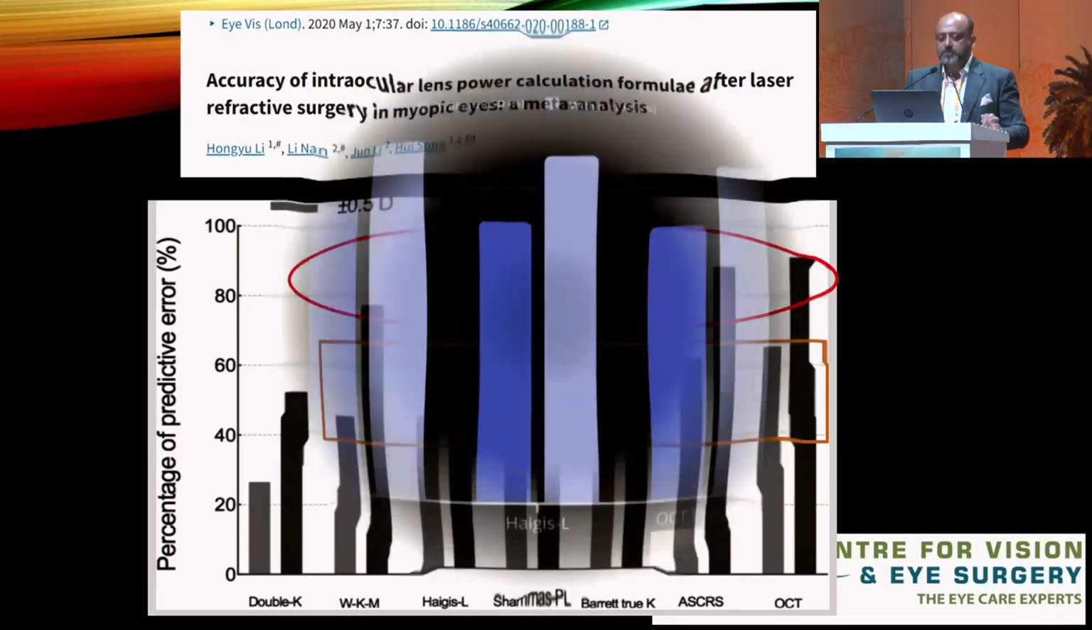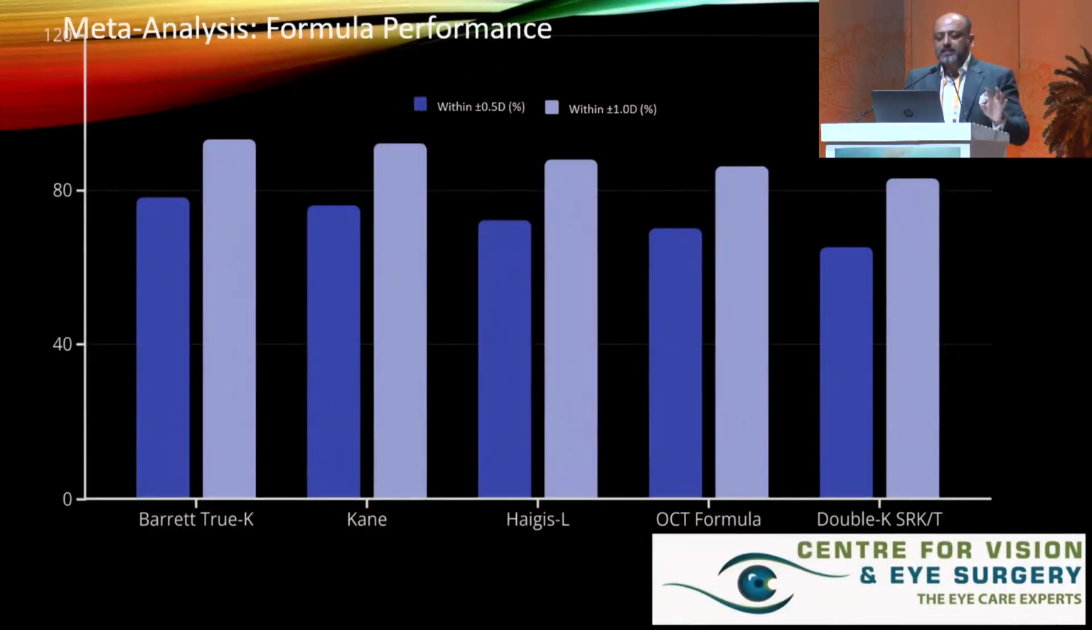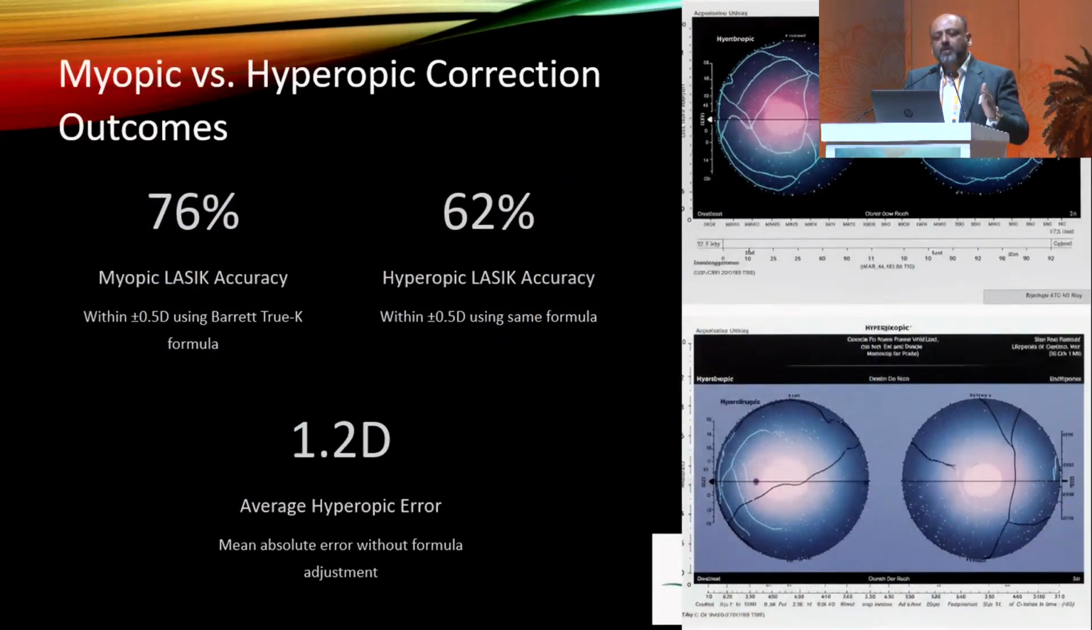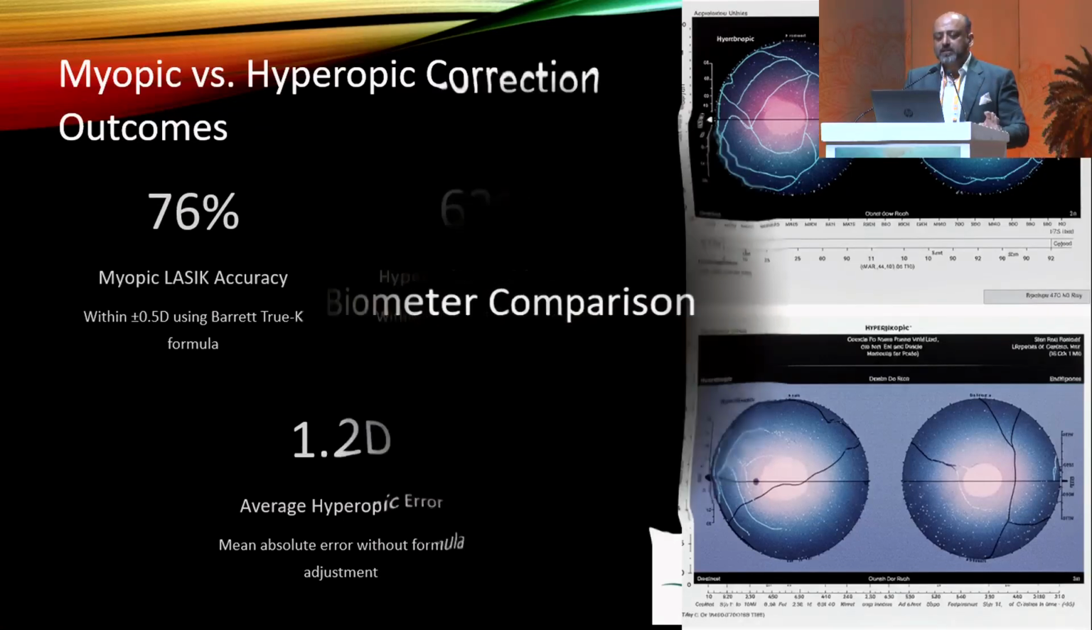And in the majority of these specific formulas, it can vary between about 80% for the majority of the present formulas that are being used. The meta-analysis does show that for a set of normal eyes, the majority of them do better than 80%. But there is a difference between myopic and hyperopic corrections. Myopic accuracy is a lot better compared to hyperopic, and that's probably the way that the laser is ablated.